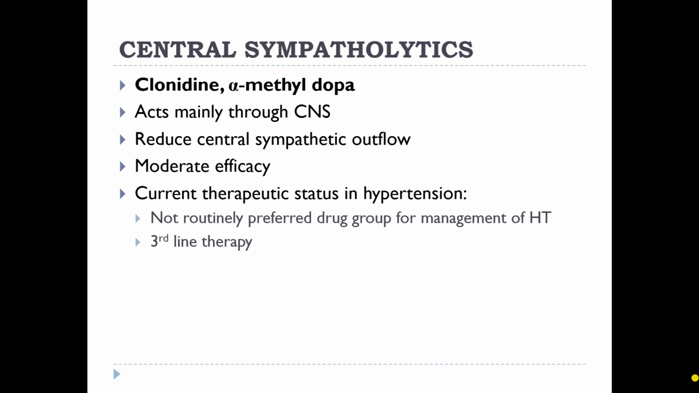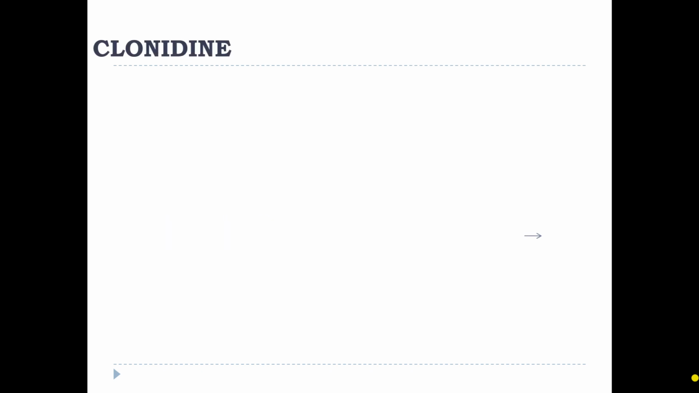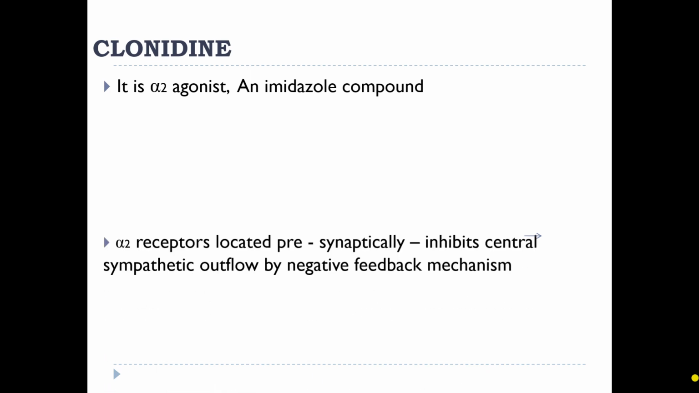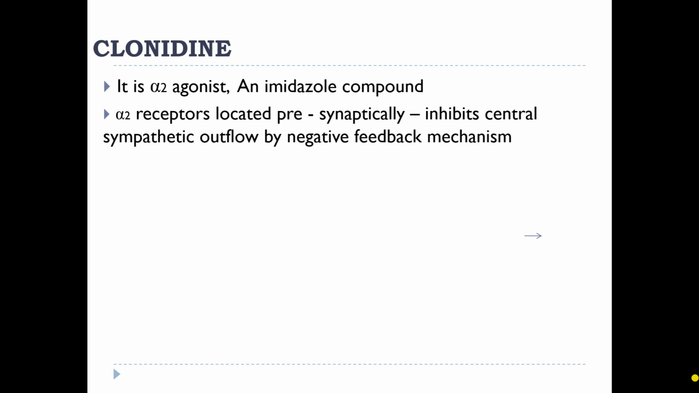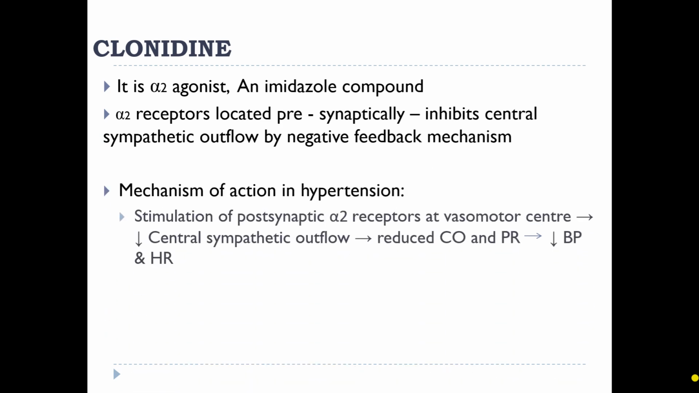Because they affect the CNS, there is a huge list of adverse drug reactions associated with them. So we choose the drugs which are safe and more efficacious. So currently central sympatholytic drugs are third line therapy, not routinely preferred in hypertension. Let's discuss clonidine. It is an alpha 2 agonist and imidazoline compound. Alpha 2 receptors are located presynaptically, which inhibit the central sympathetic outflow by negative feedback mechanism.